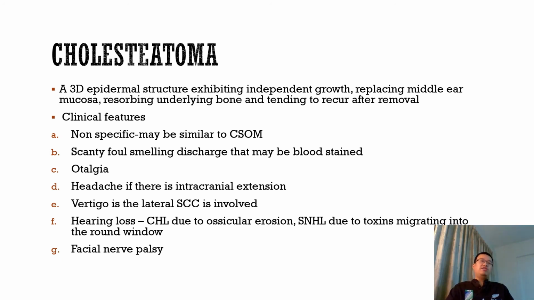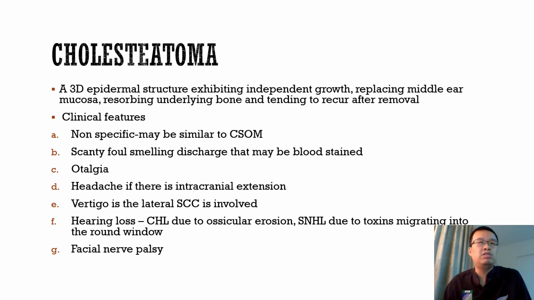So the definition of cholesteatoma is a 3D epidermal structure exhibiting independent growth, replacing middle ear mucosa, resorbing underlying bone, and tending to recur after removal. Now, clinical features are actually similar to CSOM or chronic suppurative otitis media. You get scanty, foul-smelling discharge that may be bloodstained.